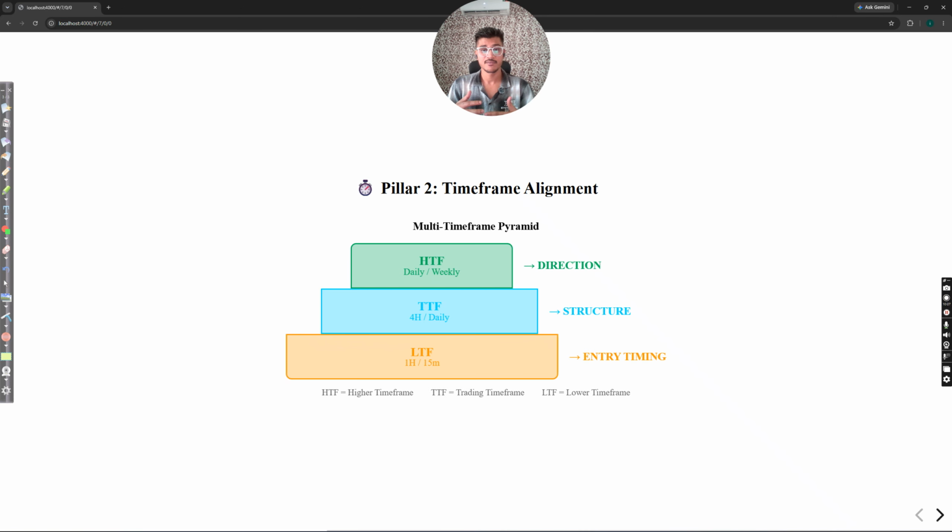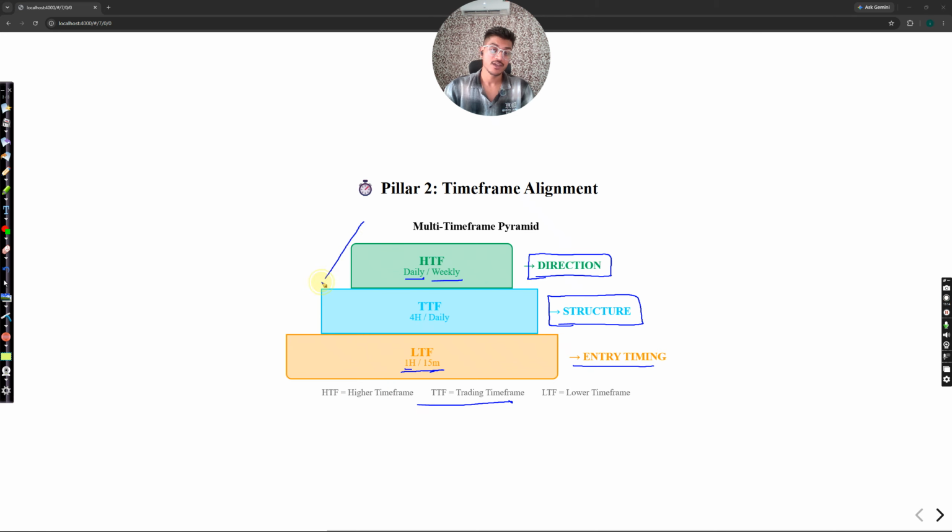Let's discuss them step by step. It's basically a multi time frame pyramid. For instance, you need higher time frame confluence, meaning a daily time frame and weekly time frame chart will ensure the direction of the trend. For the trading time frame, you have 4 hour or 8 hour, which is going to give you the structure of the market, like good structure. And then the lower time frame is going to be your entry timing, say 1 hour or 15 minutes, on which we're going to be executing our trade.